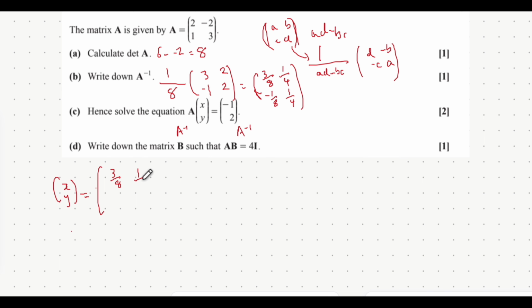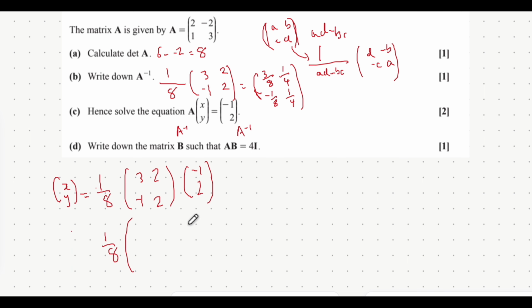3 eighths, 1 quarter. You can write out this format as well if you prefer, by the way. Let's do it in that format actually. So we have an eighth of 3, 2, minus 1, 2, all multiplied by the matrix that's already there. That's minus 1, 2. Now we're going to leave an eighth outside because we're going to multiply that to every individual term afterwards. So 3 times minus 1 is minus 3. And then 2 times 2 is 4. Minus 3 plus 4 is positive 1.